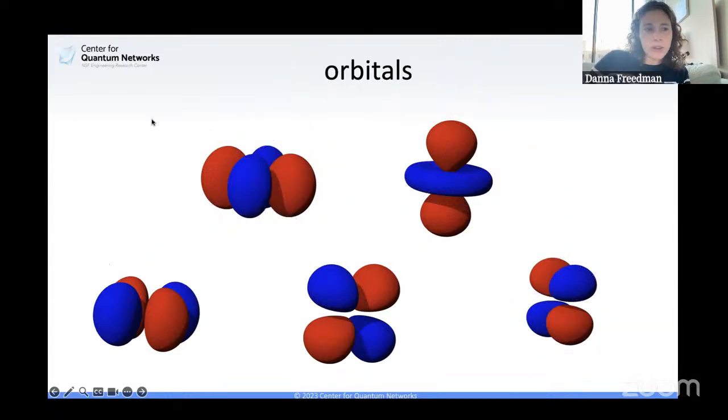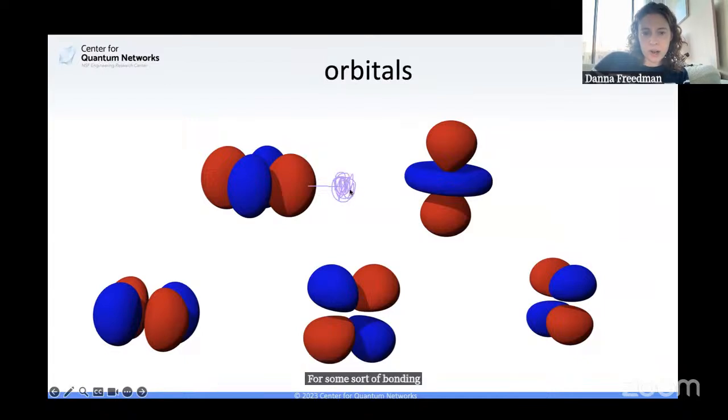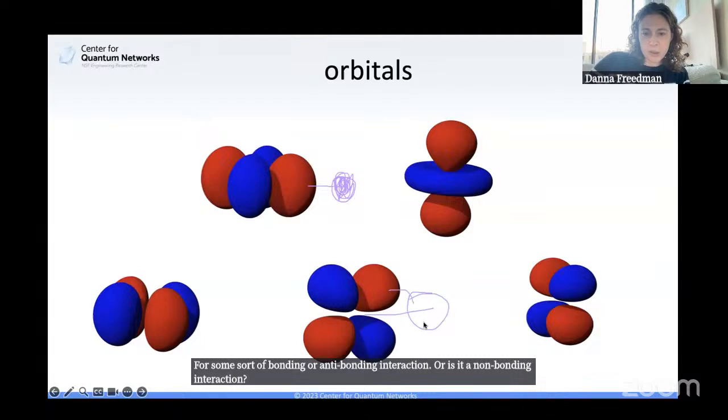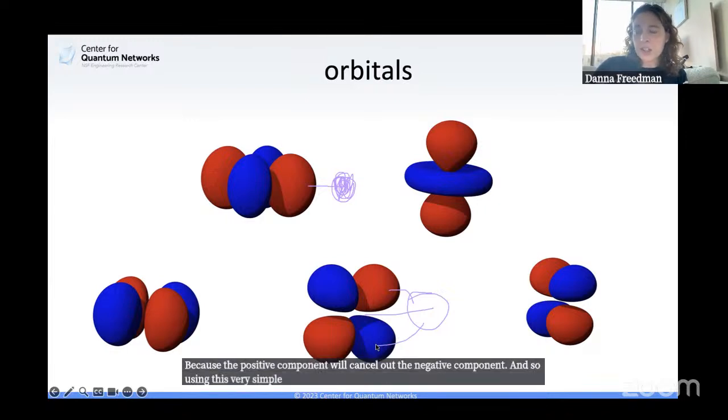So all we want to think about is, with our crystal field, do we have the potential for some sort of bonding or anti-bonding interaction, or is it a non-bonding interaction because the positive component will cancel out the negative component? Using this very simple approach, we can actually calculate out molecular orbital diagrams.